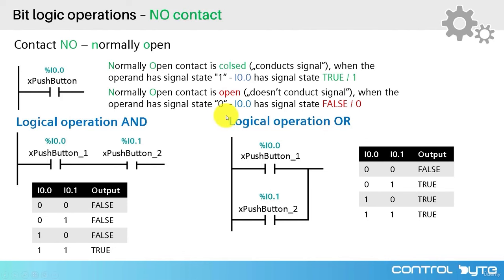Now let's move on to the next logical operation. It is operation OR. To build such an operation in ladder diagram, you have to place two normally open contacts in parallel. On the right you have the truth table for this operation. As you can see, in the OR operation, the output is true if at least one of the operands is true. Okay, enough talking. Let's get to the TIA Portal and do some exercises.